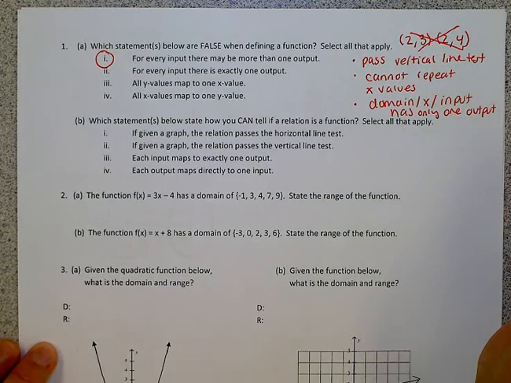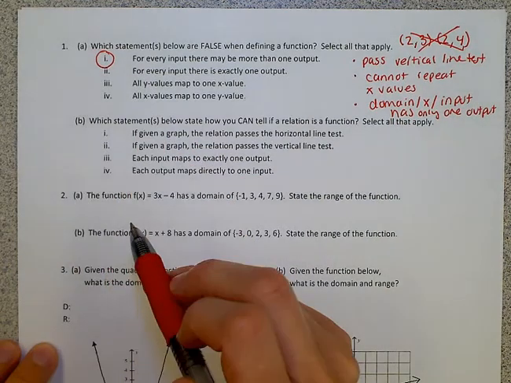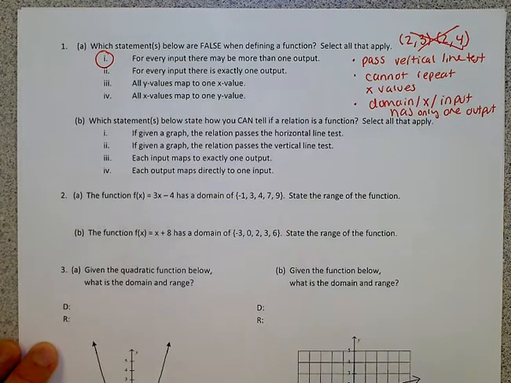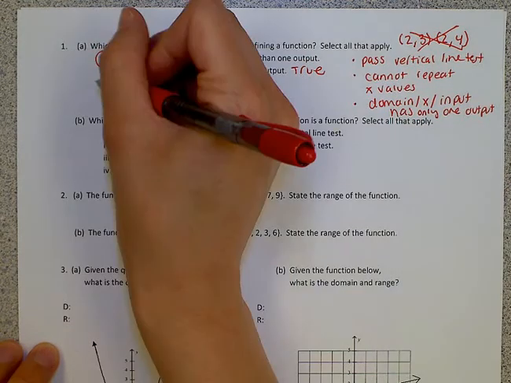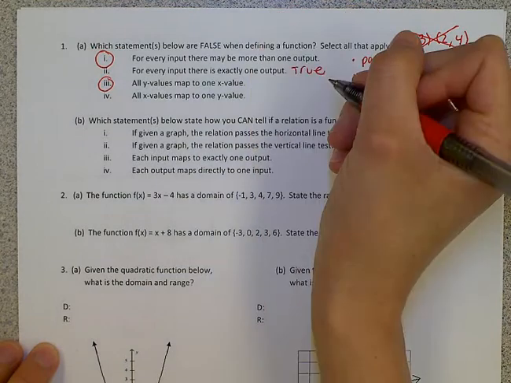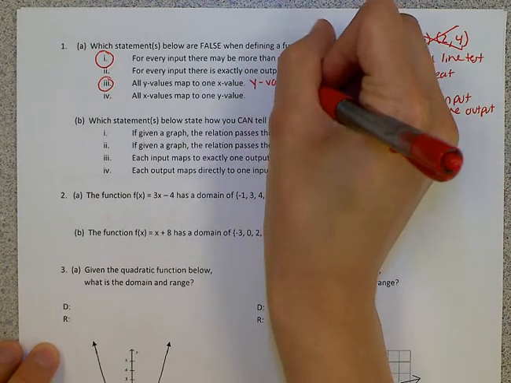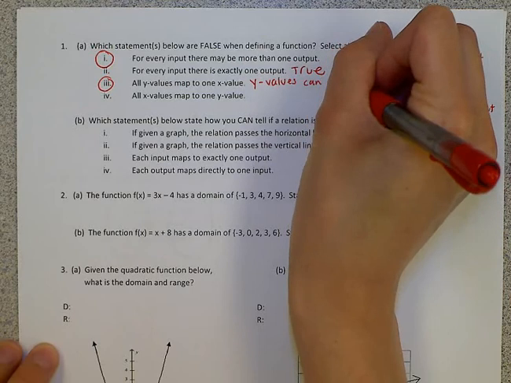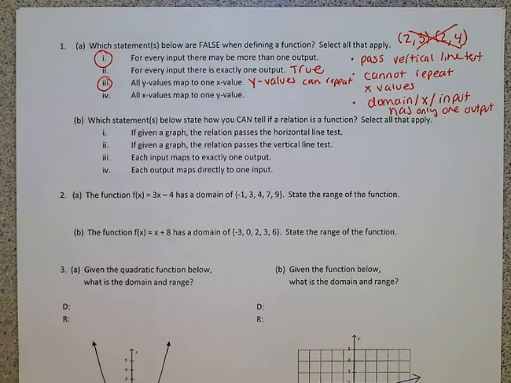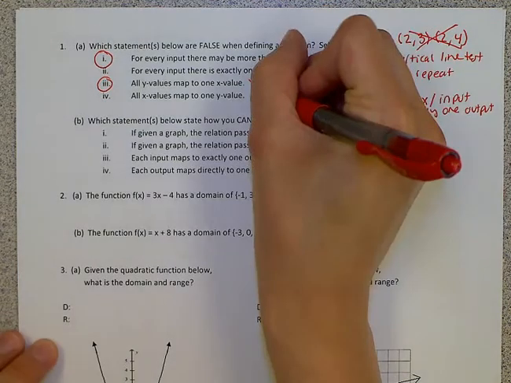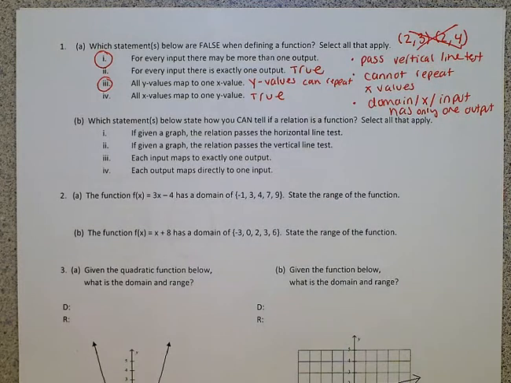so it's not a function. For every input, there is exactly one output. That's a function, so it's not false. That's true. All y values map to one x value, and this one actually is false because your y values can repeat. That can still be a function. And then all x values map to one y value. That's what we referred to in the beginning with what a function is in its definition. So that's true. So 1 and 3 are the false statements.